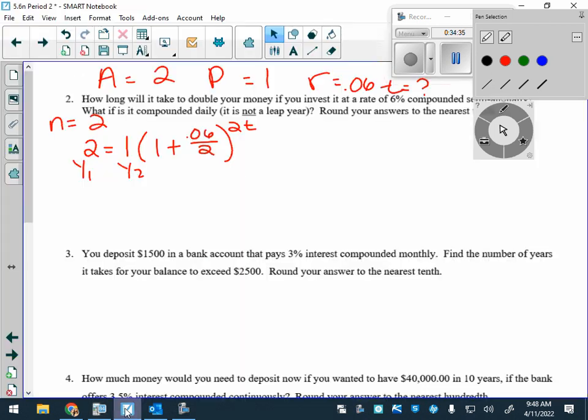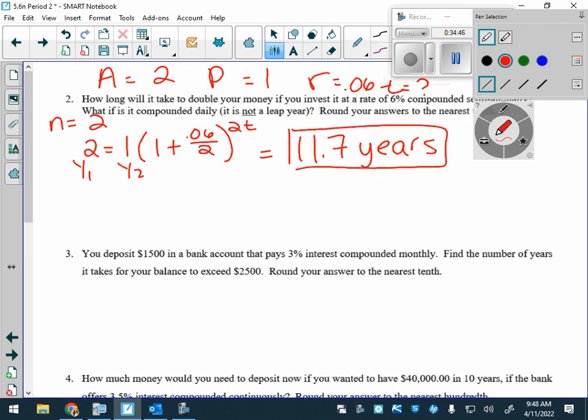Okay, so now what would change about what I enter if it was compounded daily? Eliza. Good. Our n is 365. So we have Y2 equals 1 plus 0.06 over 365.